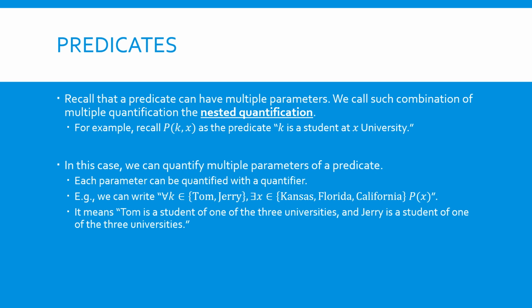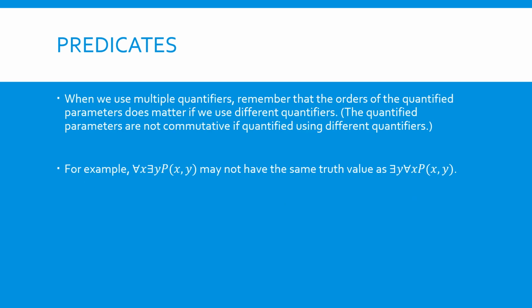We call such a combination of quantification nested quantification. With nested quantification, we can also make a predicate into a proposition. It means that a predicate with nested quantification also has an unambiguous truth value. However, the determination of the truth values for such nested quantified predicates is a little bit more complicated.